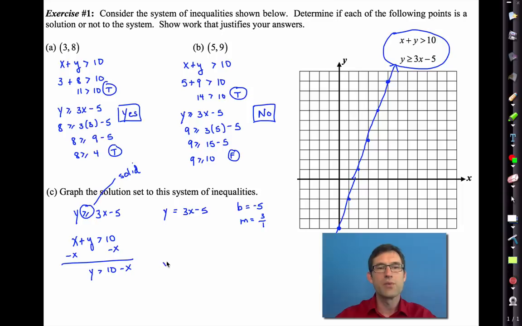Now what we want to do is graph y equals 10 minus x. Okay, in this case, that b is 10, and that m is negative 1 over 1. Now, how do I know that? Because I can use the commutative property of addition to flip-flop that 10 minus x and make it into negative x plus 10. So here we go, 1, 2, 3, 4, 5, 6, 7, 8, 9, 10. Down one to the right one.